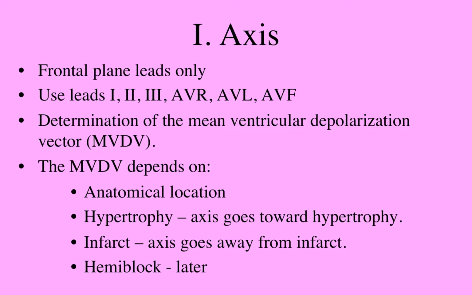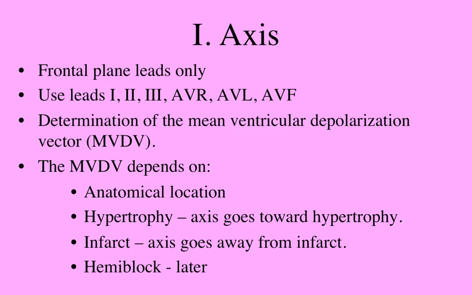If you have infarct, the axis tends to go away from infarct. So if you have an infarct on the left side of the heart, your axis might shift to the right a little bit, away from that infarct. And so axis goes toward hypertrophy and away from infarct, and these are some of the causes of why you would have an axis that's different from one person to the other.